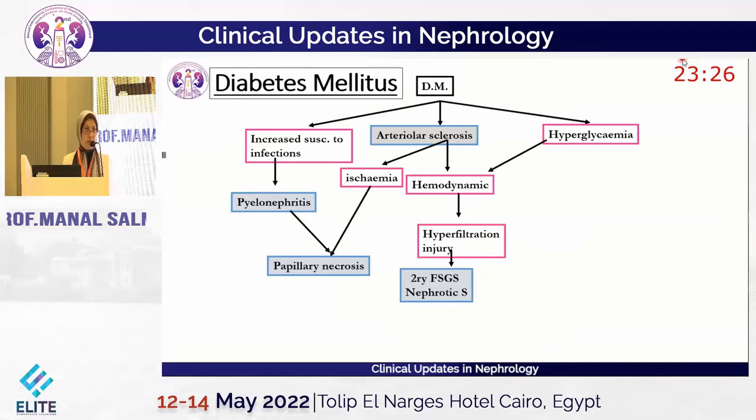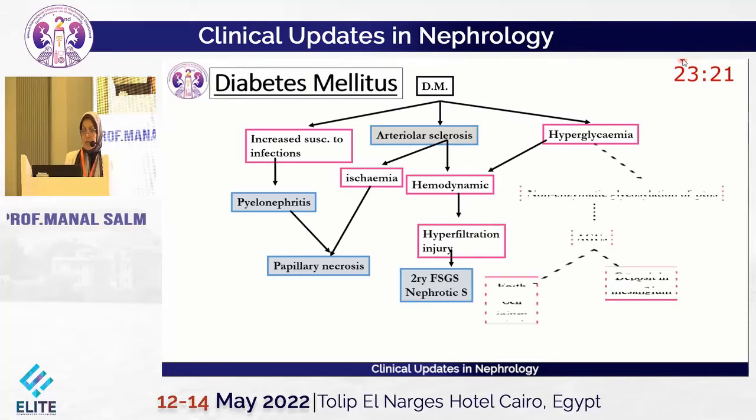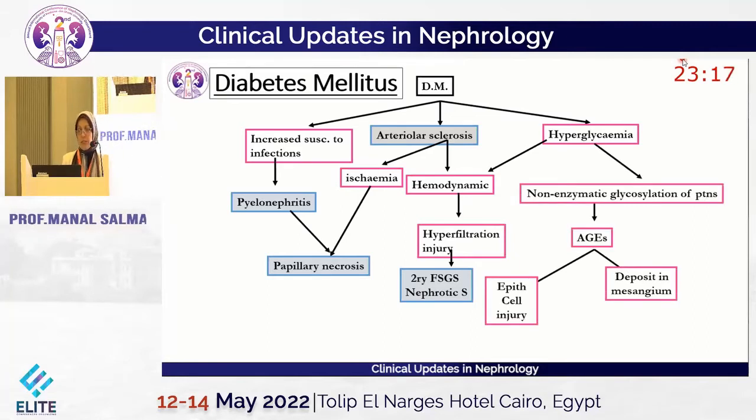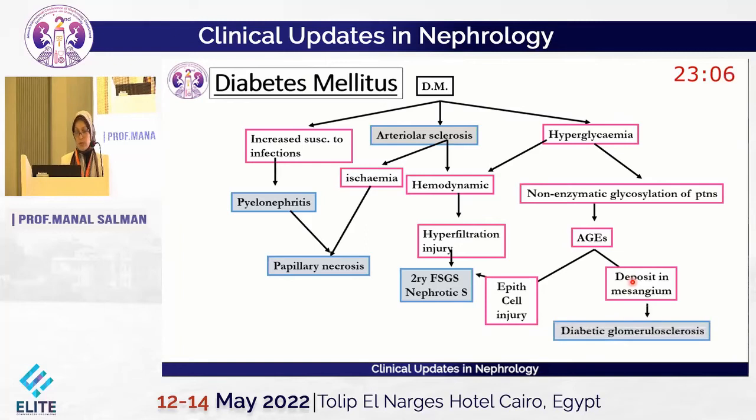This hyperfiltration can lead to injury of podocytes and secondary focal segmental glomerulosclerosis. Hyperglycemia lasting for a long period, 15 years or more, will lead to deposition of advanced glycosylation end products in the kidney. This deposition in the mesangium and in the basement membrane will lead to what is called diabetic glomerulosclerosis, and this is characterized by nephrotic syndrome.